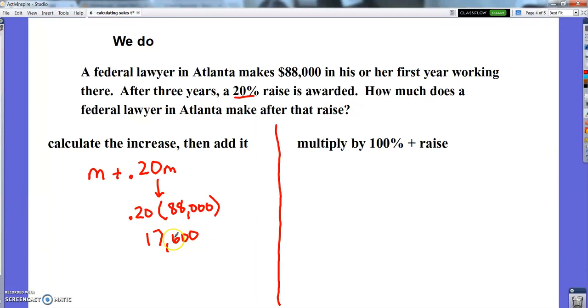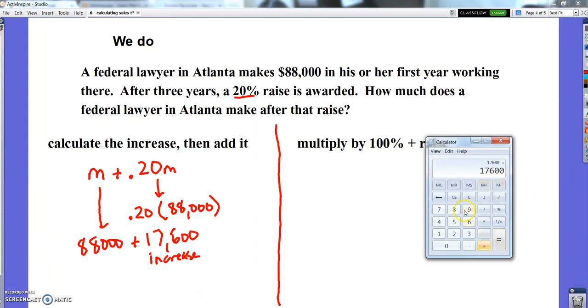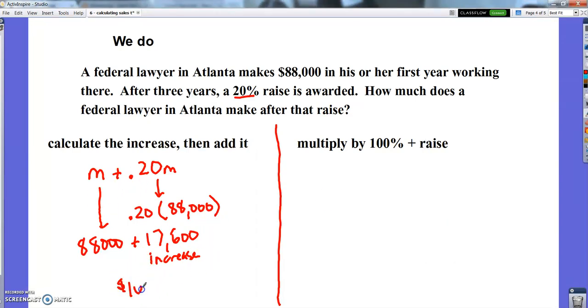Now that's the raise. That's not how much they make after. They obviously wouldn't make less money than they started with after the raise. That's the increase. So I've got to go back and take the original salary and add the increase to it to get the total salary. And they're going to make $105,600. A good salary, holy cow. All right, so that is calculate the increase, which we did here, then add it to get the total.